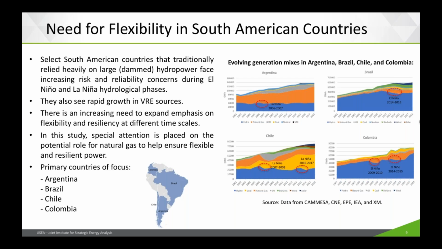Similarly, in Brazil, the El Nino that hit in the year 2014 through 2016 lowered the amount of hydro available significantly. And Brazil also had to come up with new sources of generation to meet that lost generation potential.